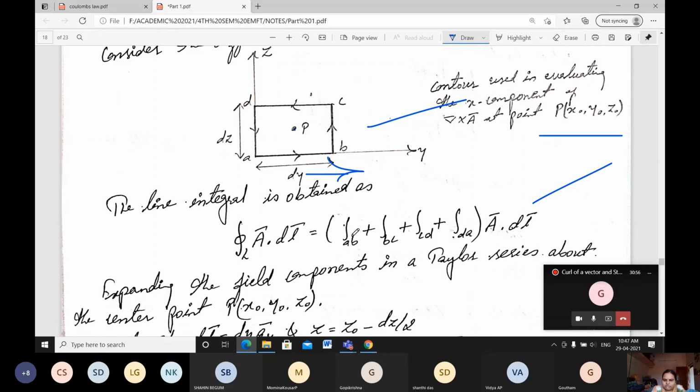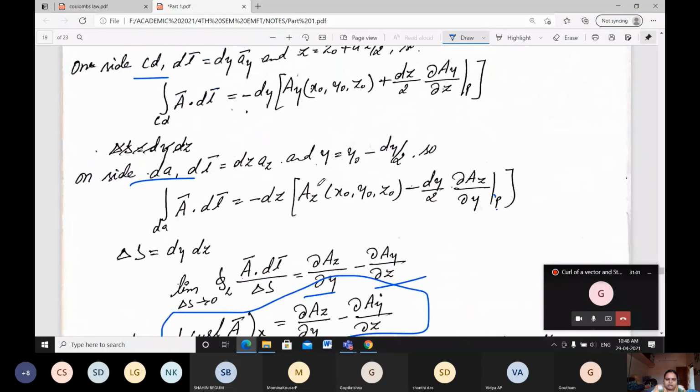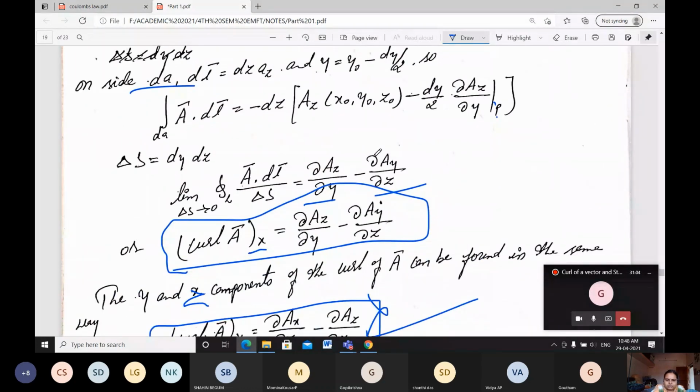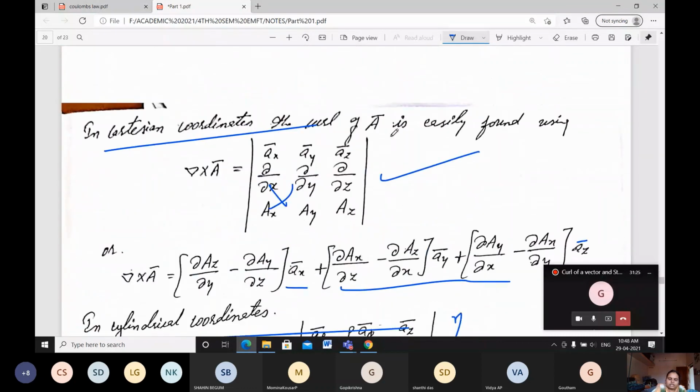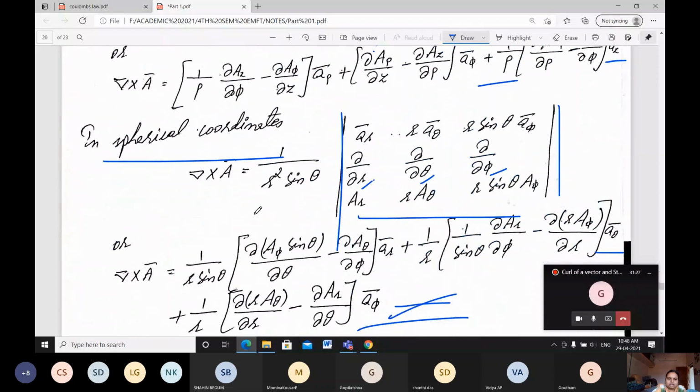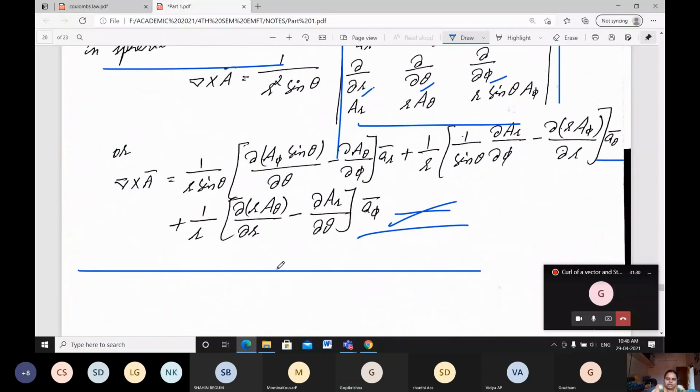Then find the integration of A dot dl for each element. Then add them. Then let delta S tend towards 0. Then you will get the equation dou Az divided by dou y minus dou Ay divided by dou z. This is for the x component of the curl of vector A, and the same way for the y and z components. Then give it in terms of Cartesian, cylindrical, and spherical systems. If they ask for the curl of a vector, you have to write up to this.